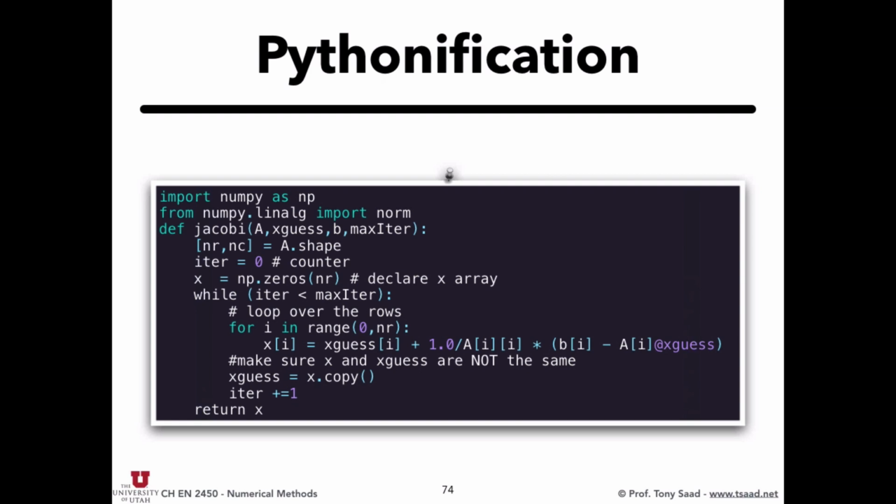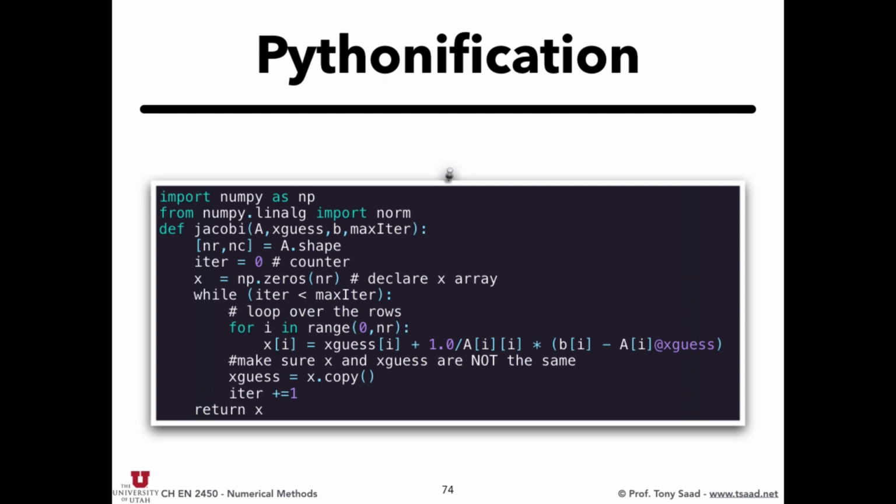Remember, the Jacobi method solves equation 1 for x1, equation 2 for x2, equation 3 for x3, and so on. So that's what I'm doing here. For i in range from 0 to n rows, or n equations. So this goes from 0 to nr minus 1, exactly. We solve for x0, and then x1, and then x2, and so on, by using the following formula.